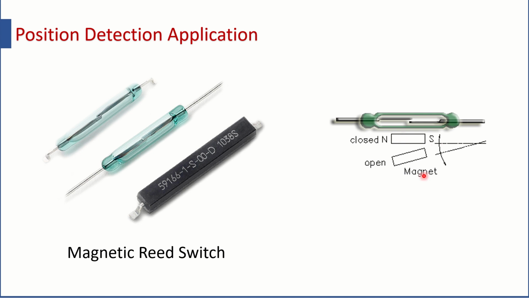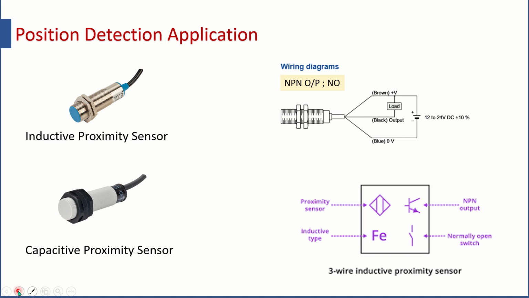If the magnet is away from the switch, they are not getting connected. Likewise, you can even apply this for certain applications. This is an inductive proximity sensor, and below you can see capacitive proximity sensors.